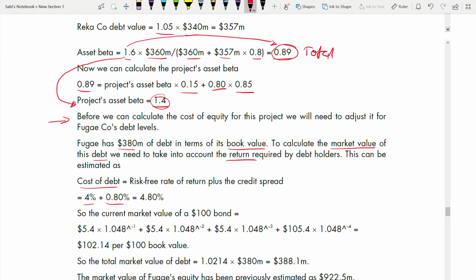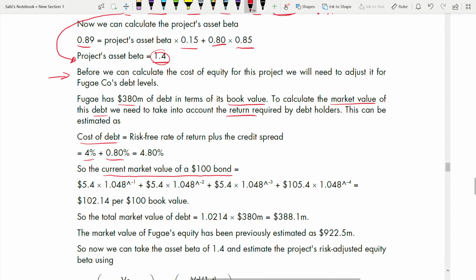So now the current market value of 100 bond. You see how many steps are required. You have to find cost of debt. You have to find market value of debt. The market value of debt means the value of bond only, basically. So current market value of bond: what was the coupon? 5.4%. And what is the cost of debt now? 4.8%. That's why you are using 4.8%.